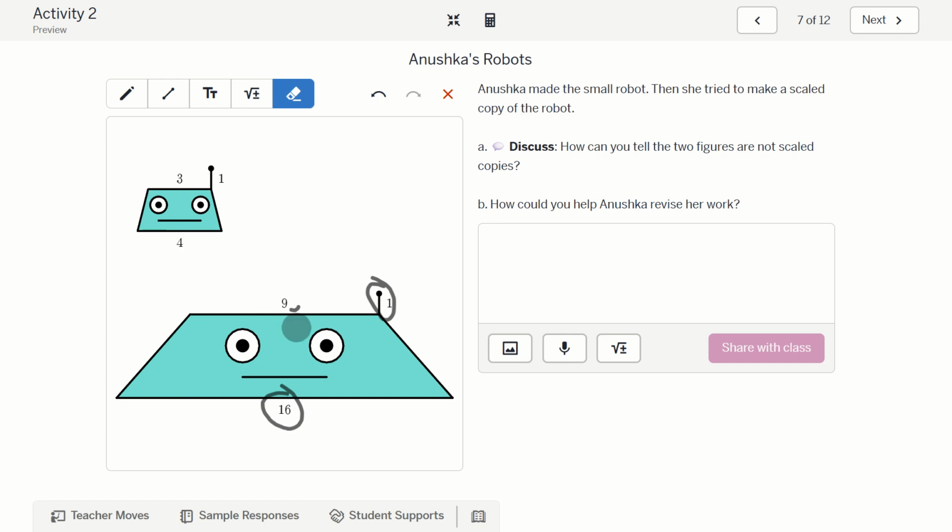So you're going to explain in your notebook why it's not scaled, and then also make sure you're putting in your notes that if one side doesn't change from one scaled shape to another, it's a dead giveaway that it did not get scaled, because every side needs to change.